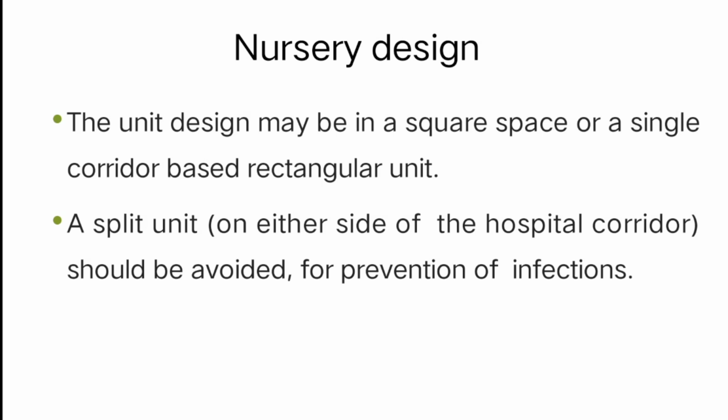Next is design. How should it be? The design of that particular unit should be in a square space, because only then can we utilize the major areas and physical structures of that hospital. Next is a single corridor based rectangular unit. There should be a single corridor in the special care neonatal unit. Why? Because if there are many access points for people towards the neonatal care unit, then the medical personnel will have hectic work segregating the patients, and the patients will also be confused about where they need prompt treatment. They will confusingly come to the neonatal unit.